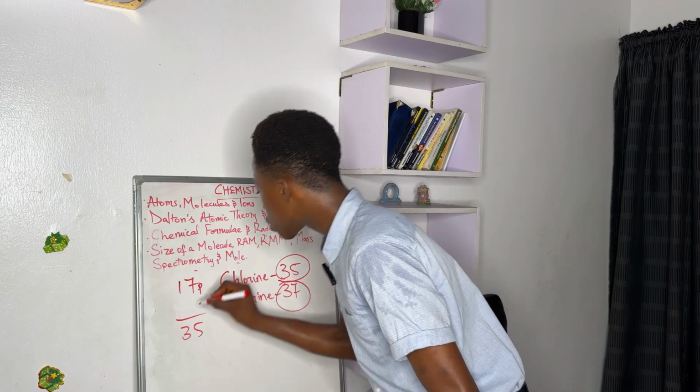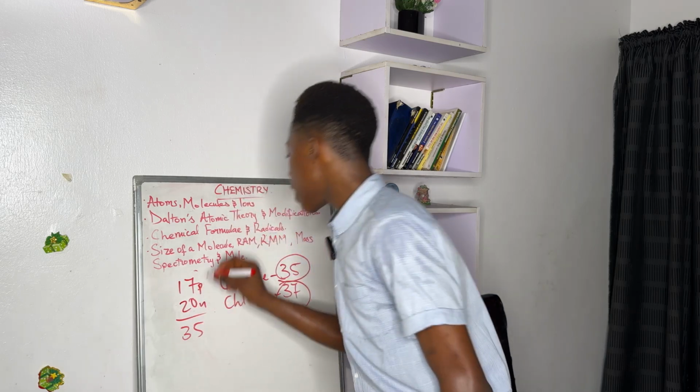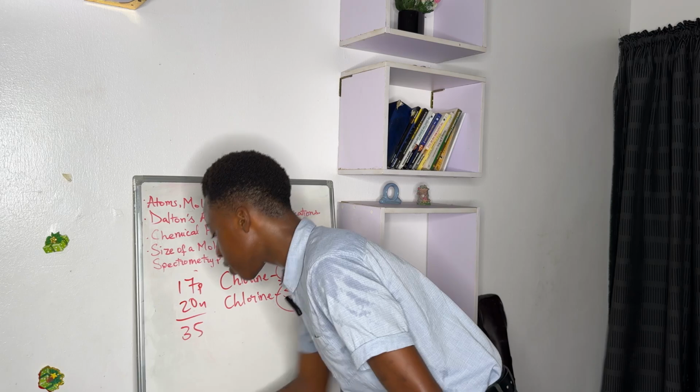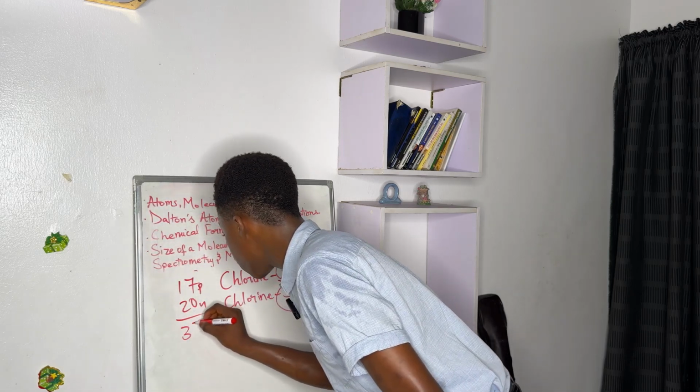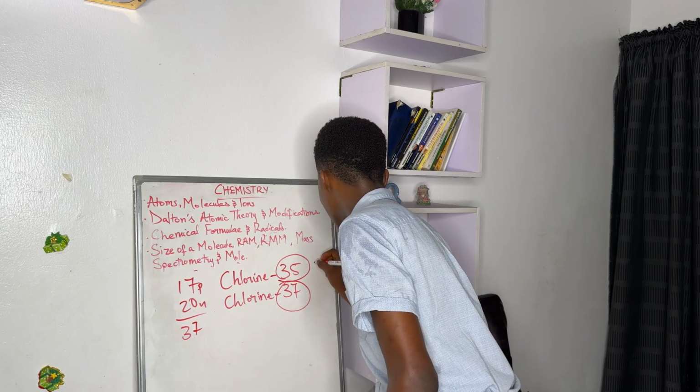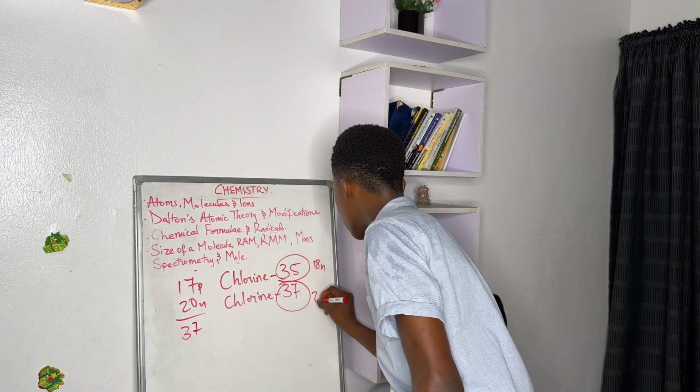Let's see. You have 20 neutrons. If you add them together, you're going to get chlorine 37, not chlorine 35. So you see the difference? The difference is the number of neutrons. This one has 18 neutrons, and this one has 20 neutrons.